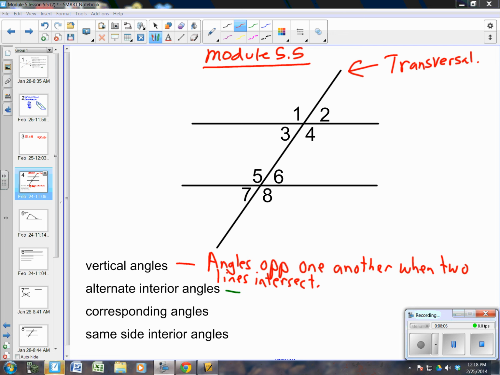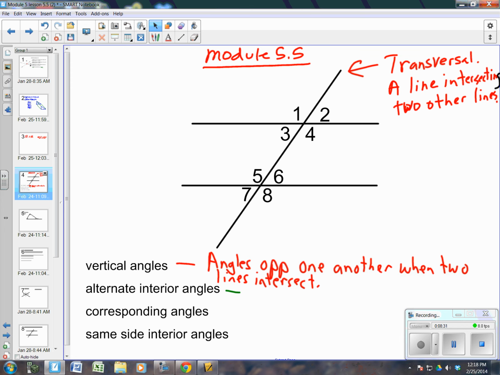A transversal is a line that intersects more than one line. Usually when we talk about a transversal, we're talking about a line that intersects 2 lines. So you can write that definition down. A line intersecting two other lines. It should really be 2 or more lines, but we usually do 2 lines. So that line right there is called a transversal. Any line that intersects 2 or more lines is called a transversal.